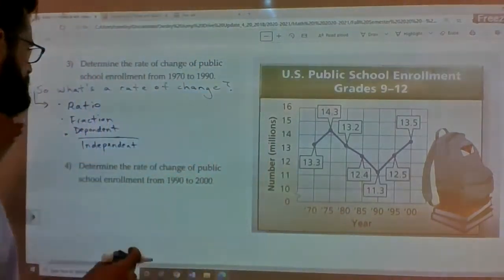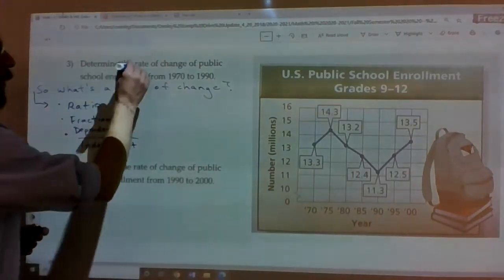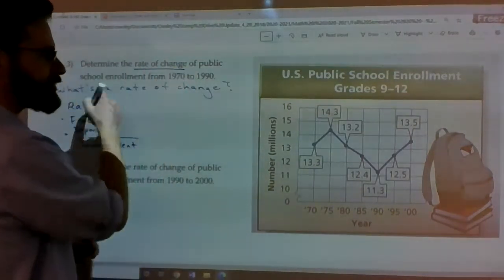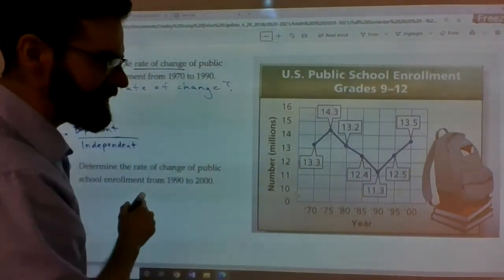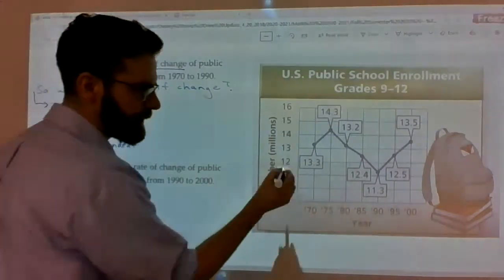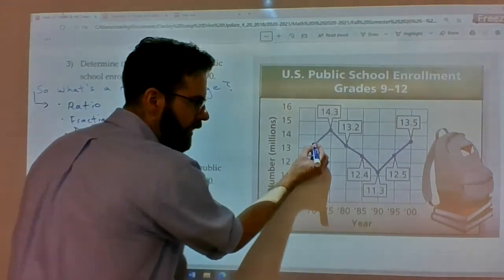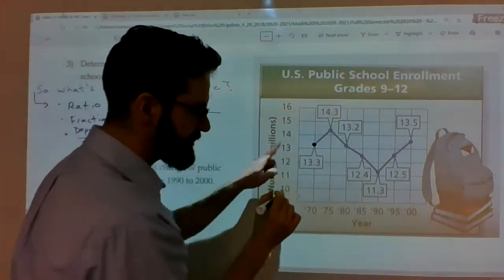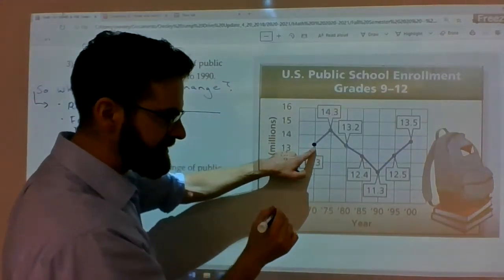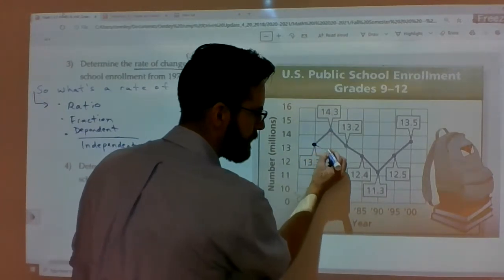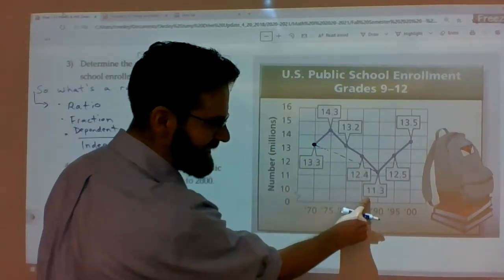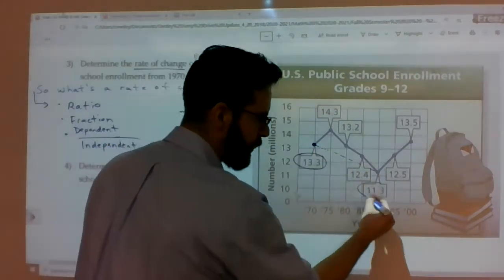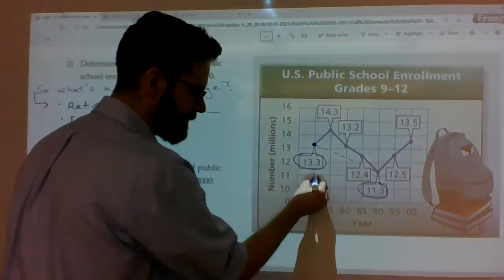So when you see a rate of change here and it says, what's the rate of change of public school enrollment from 1970 to 1990? What we're doing is we're saying, what's the fraction that compares 1970s data to 1990s data? So we're piecing these two together.